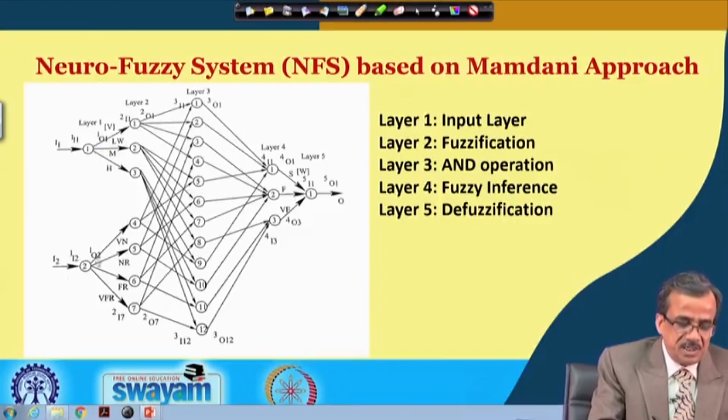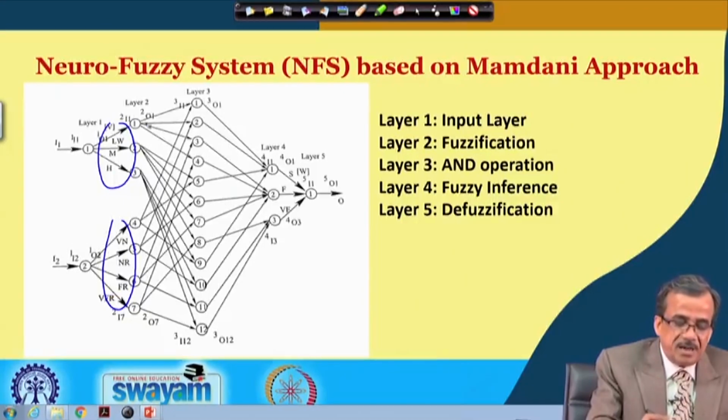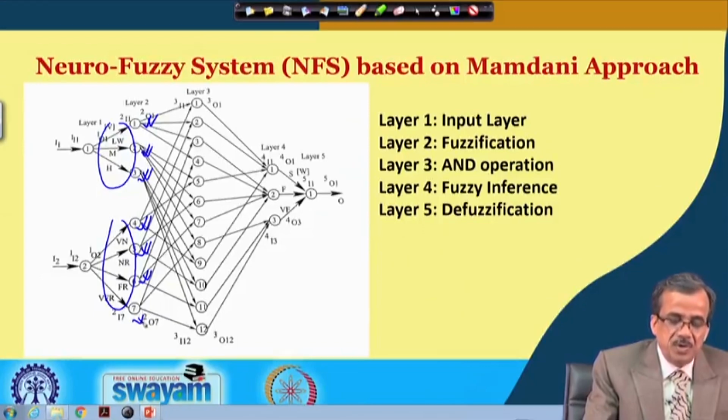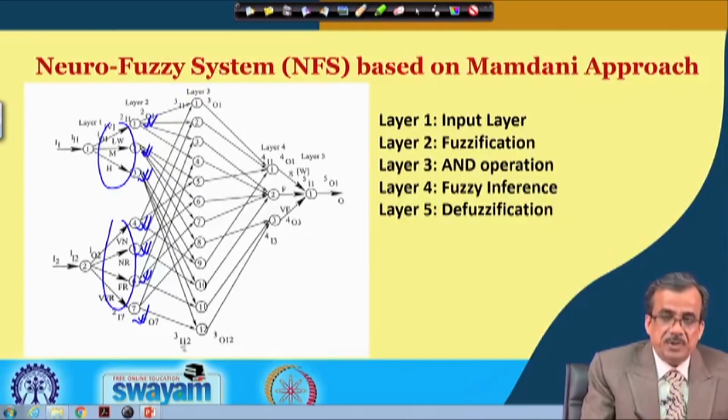So, this output is nothing but the input, and these particular connecting weights are going to represent the membership function distribution, the shape and size of the membership function distribution, and the output of the second layer is actually the membership function value or the mu value. And as I told, this particular AND operator or the layer 3 is going to represent the AND operator. So, we have got 12 rules. Each of the 12 rules we are going to represent here.